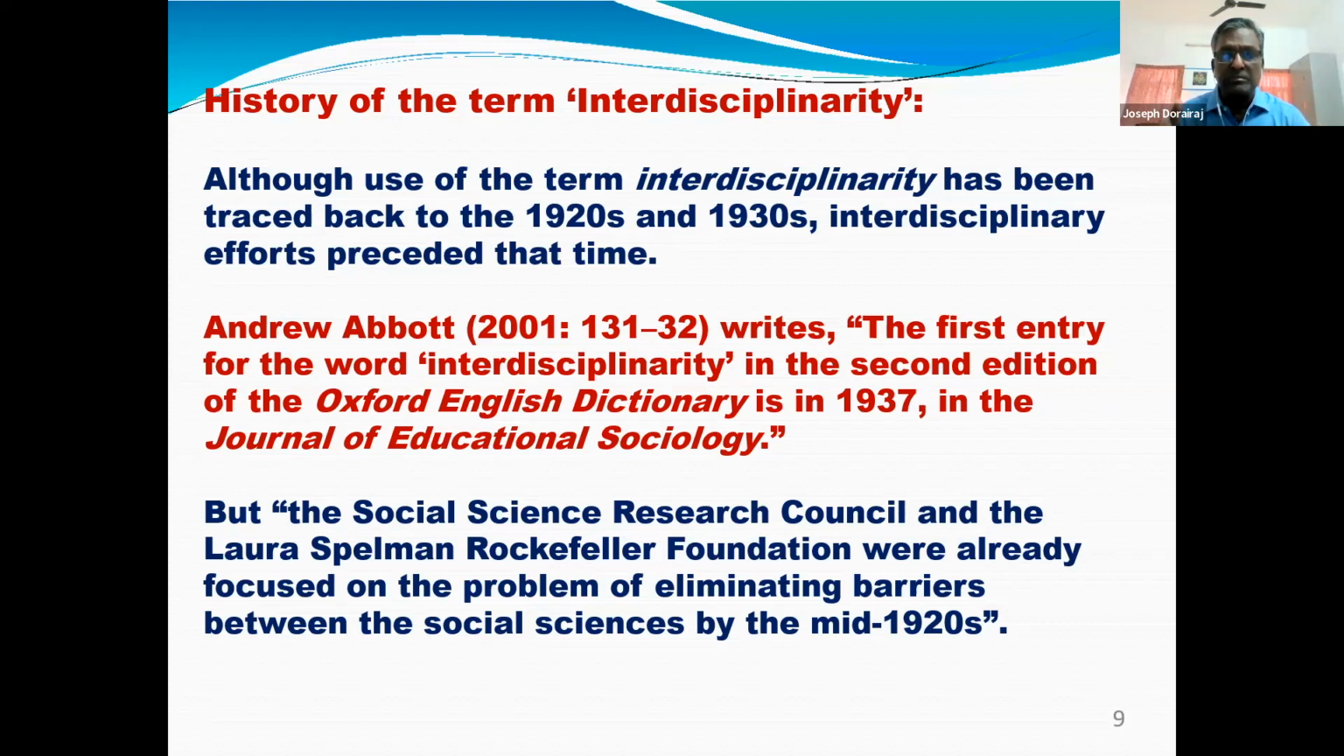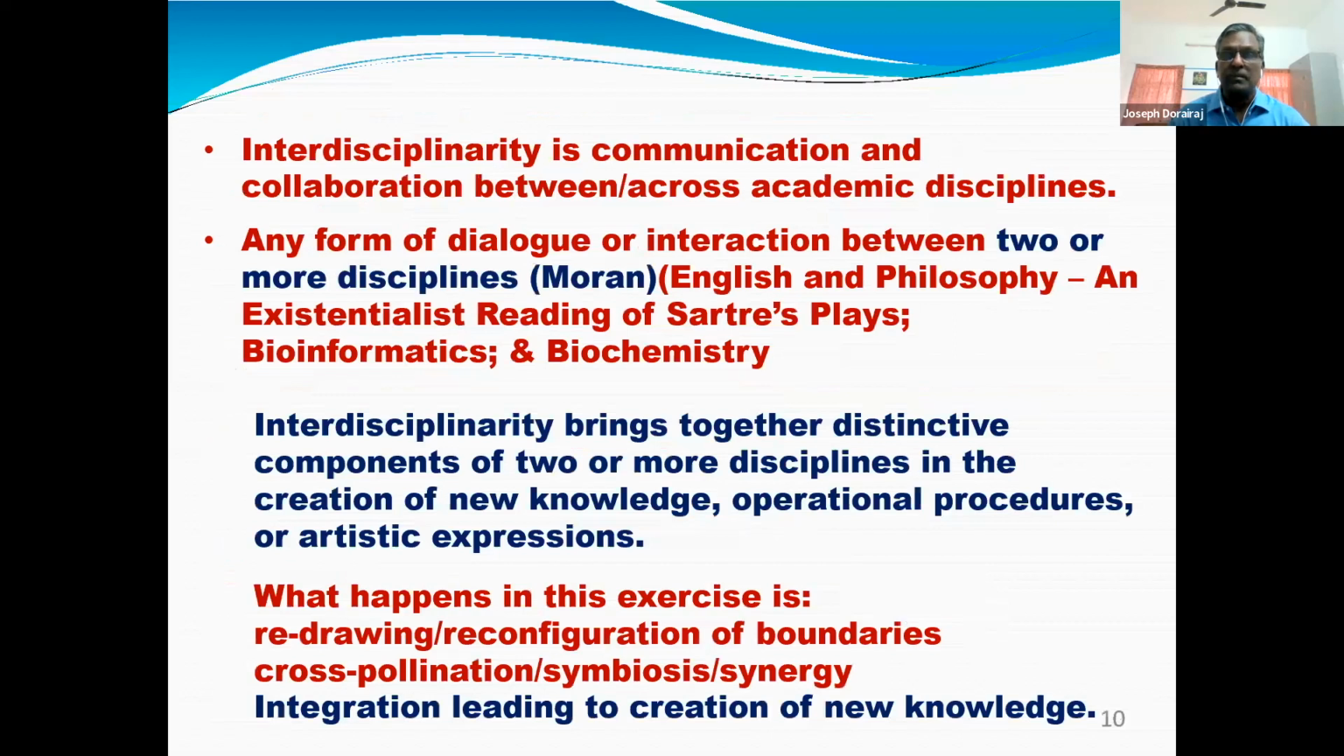But when exactly was the term first used? Okay, so we have Andrew Abbott. He tells us that the first entry for the word interdisciplinarity was found in the second edition of the Oxford English Dictionary, and the term was first used in the Journal of Educational Psychology in 1937. And we have one more quote. But the Social Science Research Council and the Laura Spelman Rockefeller Foundation were already focused on the problem of eliminating barriers between the social sciences by the mid-1920s. So which means, even though it has become a buzzword today, we need to realize that it is already 90 years old or even 100 years old.